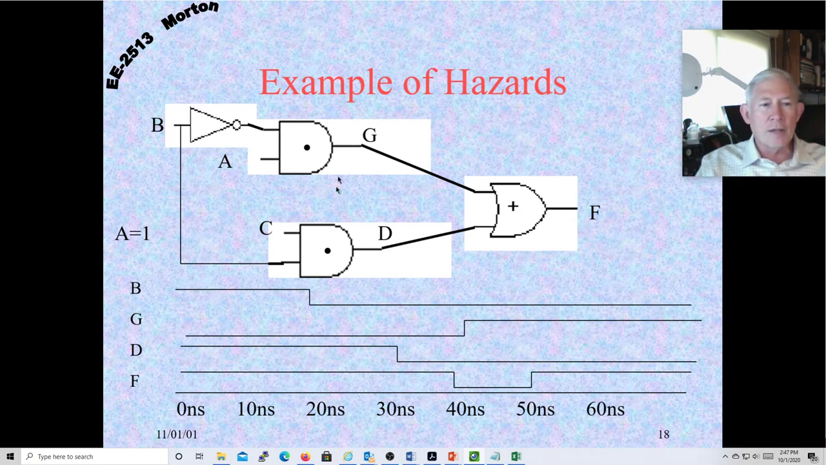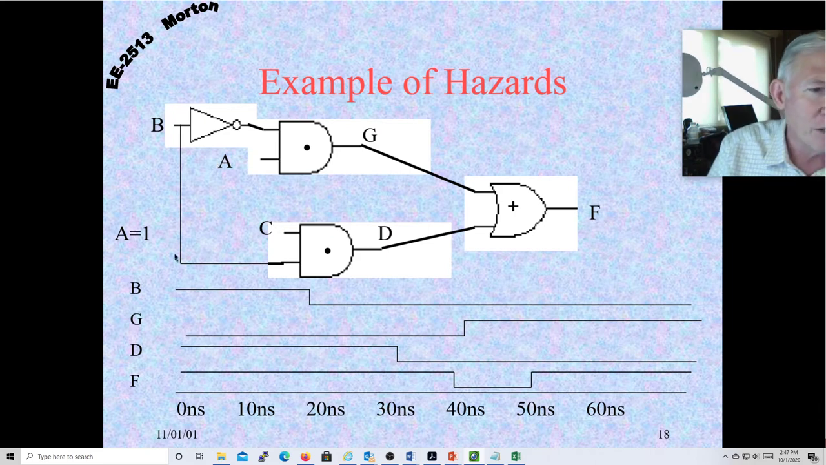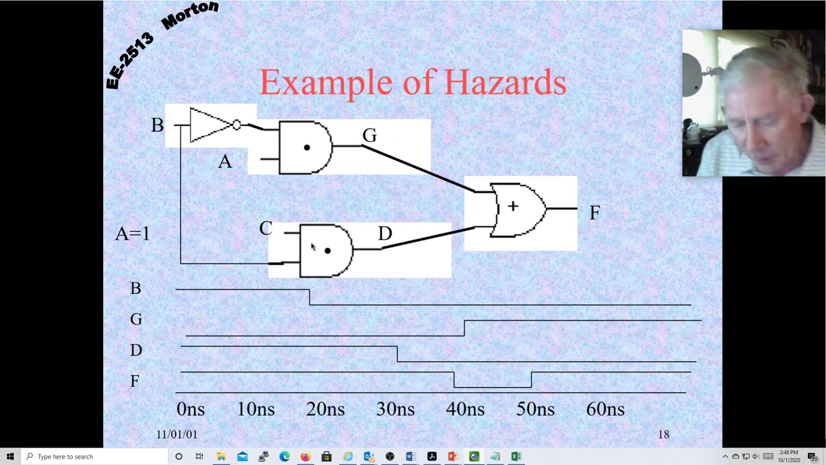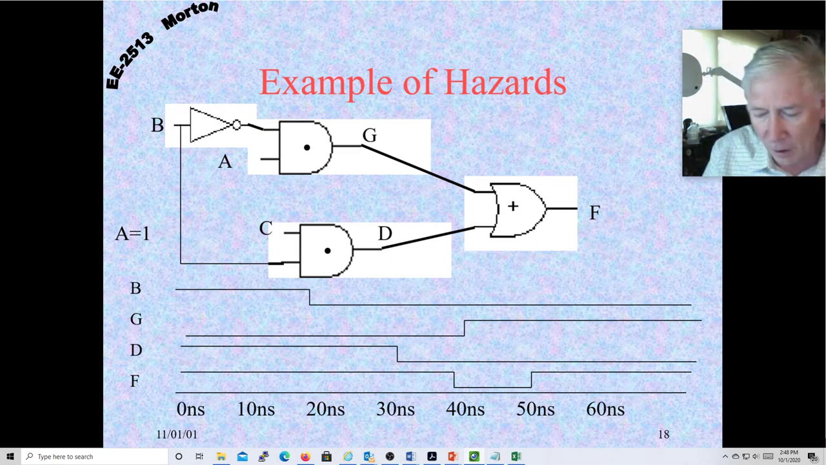But these gates, let's say these gates, including this inverter, have a 10 nanosecond delay. Okay? So let's say we're in a state where A equals 1, C equals 1, and B equals 1. So B is 1 here, but it's 0 under this gate, so G is 0. But since C is 1 and B is 1, D is a 1. So G going in as a 0, and D going in as a 1, causes F to be a 1. All right?